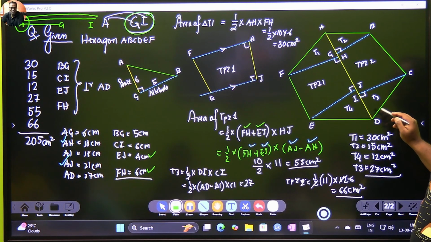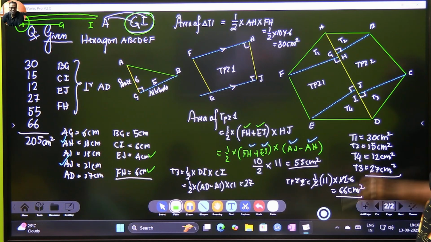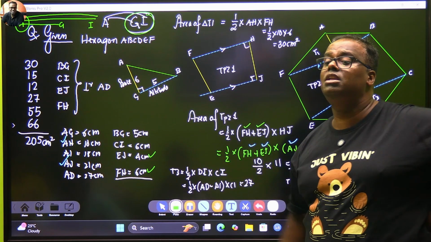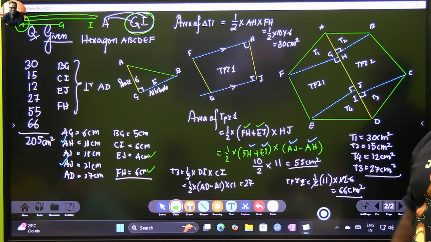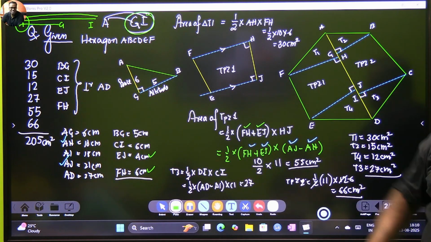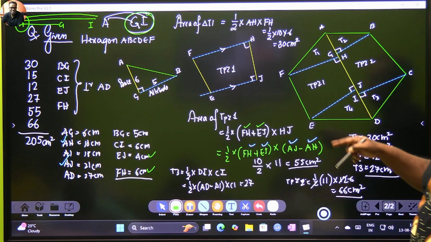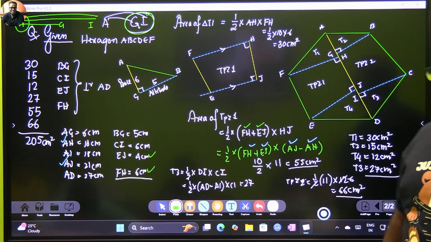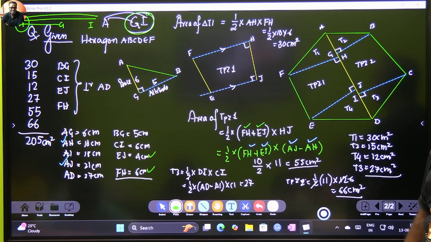ओके. नाउ हमें CJ का मेजरमेंट दिया हुआ है. लिख. CJ is 6. लिख वहां पे 6 लिख. CJ के पास में लिखना 6. अरे CJ कहां पे है? CI. CI is given as what? 6. लिख CI 6 लिख. CI ढूंढो कहां पे है. हाँ लिखो उसको 6. हो गया.